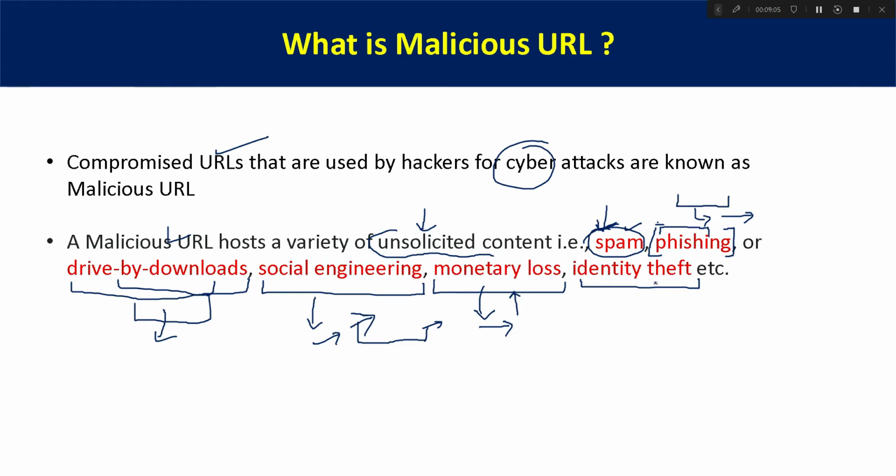Next is sometimes identity theft also. Okay, so they steal your identity, your ID card details, and everything, and pretend to be a different user by stealing your ID. So these different types of attacks are generally present in malicious URLs, and the target of making these types of URLs is basically to steal information or to carry out a cyber attack.